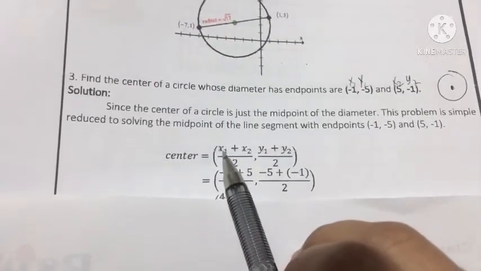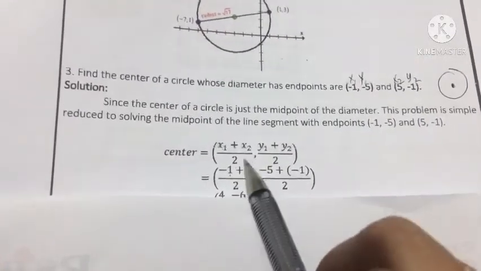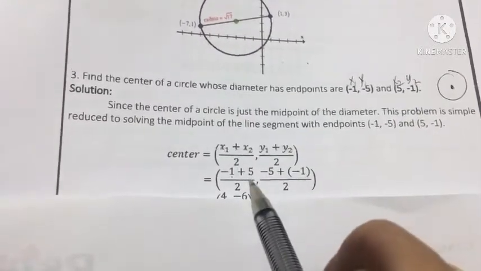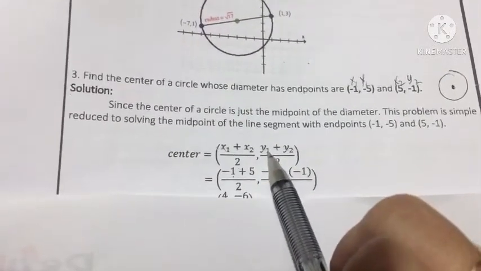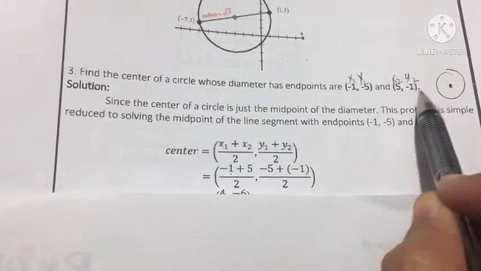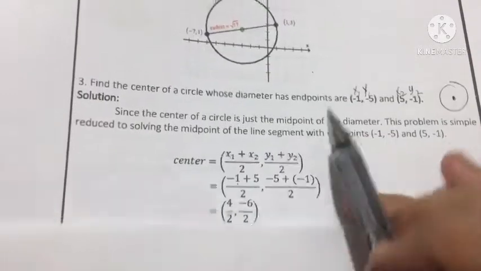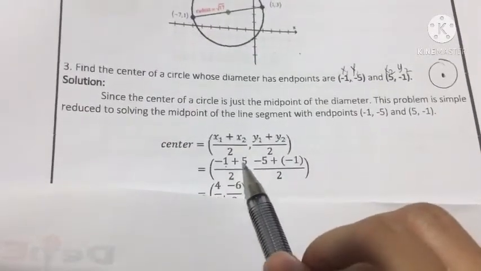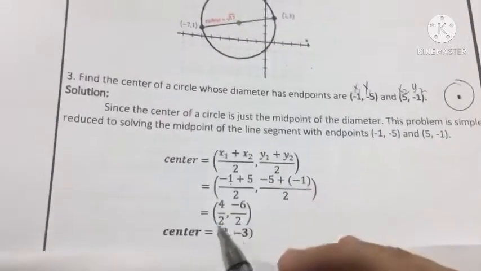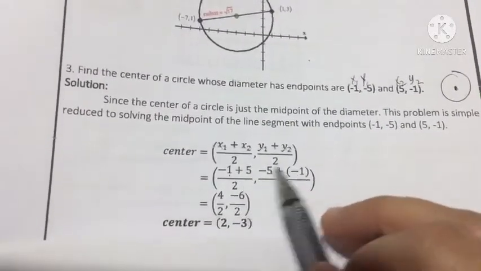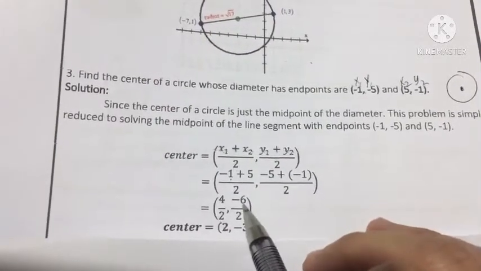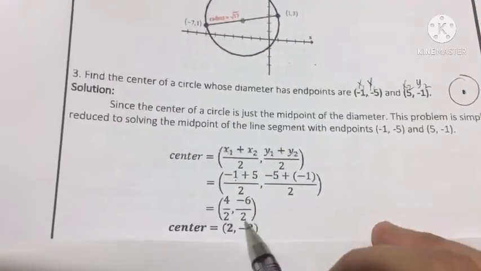So, ano yung x sub 1 natin? Negative 1. Ano yung x sub 2 natin? Positive 5. Then, ano yung ating y sub 1? Negative 5. Ano yung y sub 2? That is negative 1. So, solve natin. Negative 1 plus 5 is equal to positive 4 over 2. May 2 pa siya, ha? Then, negative 5 plus negative 1, the answer is negative 6 over 2.